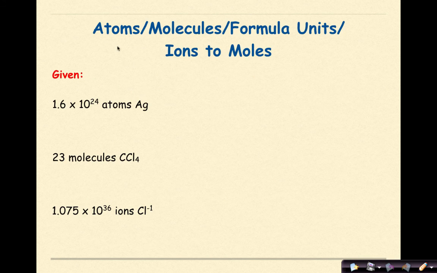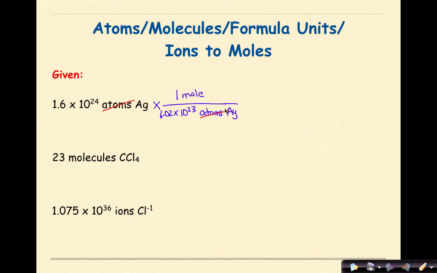Now let's go on and talk about atoms, molecules, formula units, which represents our ionic compounds, and ions into moles. So my first given is 1.6 times 10 to the 24th atoms of silver. To save space, I'm just going to use that as my given, multiplication sign and a line. I am going to have atoms of silver on the bottom. I want all of these converted into 1 mole. And I know that 1 mole of anything, when I'm talking about atoms, is going to be our 6.02 times 10 to the 23rd. So again, I'm going to cancel.